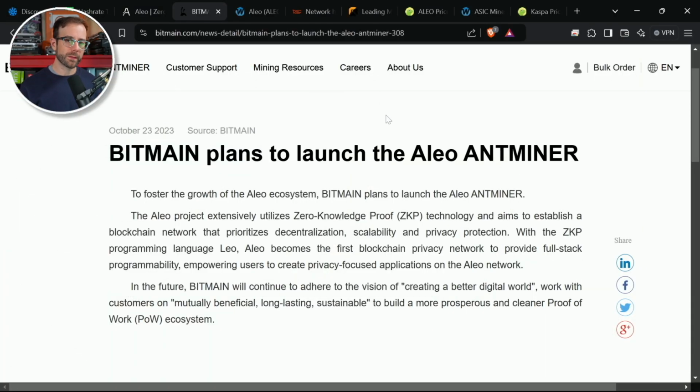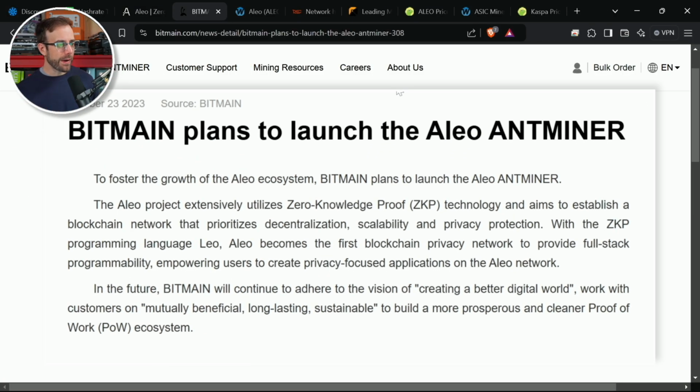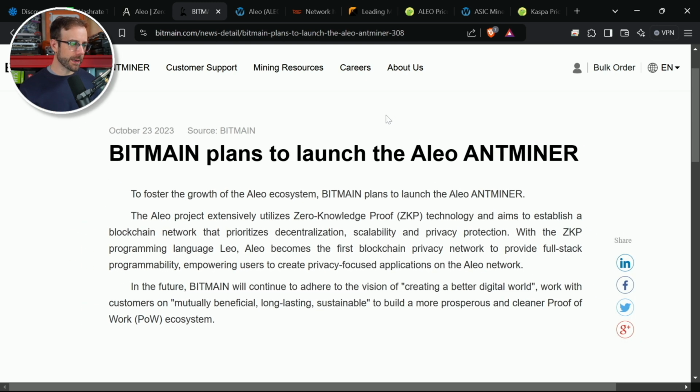But why this is not a surprise is that back in October of 2023, Bitmain announced that they plan to launch the Aleo Antminer, which is their brand of ASIC miners. And so none of this was a surprise. This was always coming, and that's fine. I'm not mad about it. As a GPU miner, it was always in the cards. So really, we're going to see what the future brings.